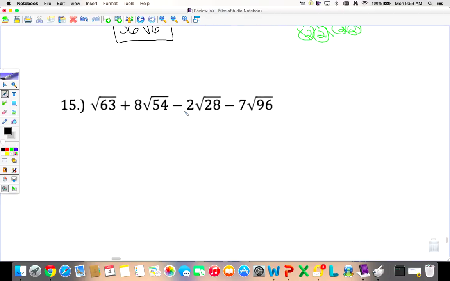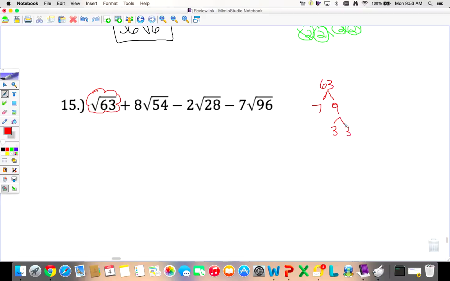Alright, last one. Like I said, you're more than welcome to pause, rewind, go back to these, whatever you need to do. I'm very short on time, so I'm trying to hurry and get this done for you. Last one, we have square root of 3 plus 8 square root of 54 minus 2 square root of 28 minus 7 square root of 96. Okay, here we go.